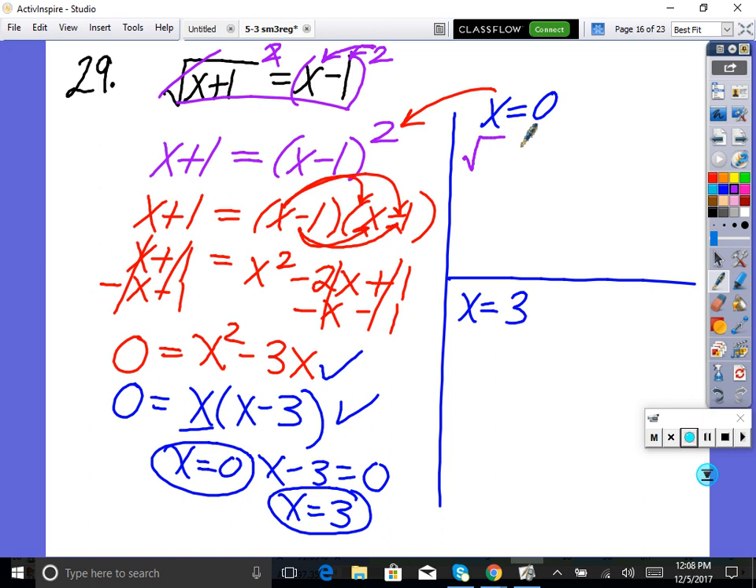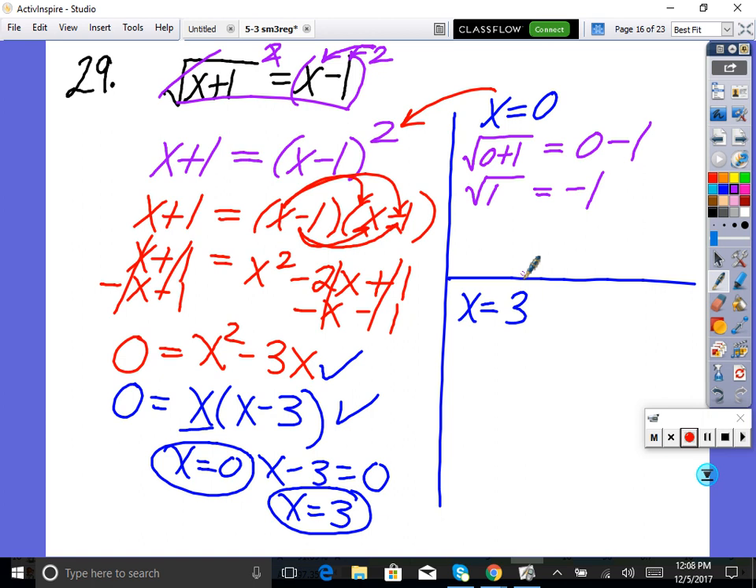Let's check 0. Now we're plugging in 0 for x. So we have the square root of 0 plus 1. Does that equal 0 minus 1? Now look, we're not solving. There's no variable here. We are just simplifying. Did everybody hear that? So we would have the square root of 1 equals negative 1. When simplifying, we don't put plus or minuses. When solving, we do. Or if in instructions I say find all of the real square roots. Did everybody hear that?